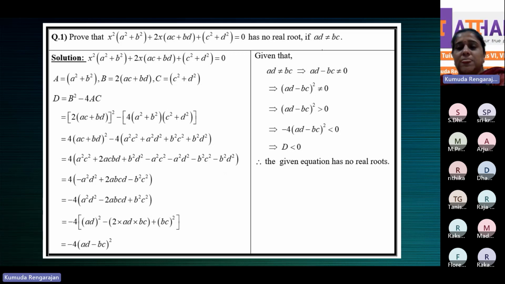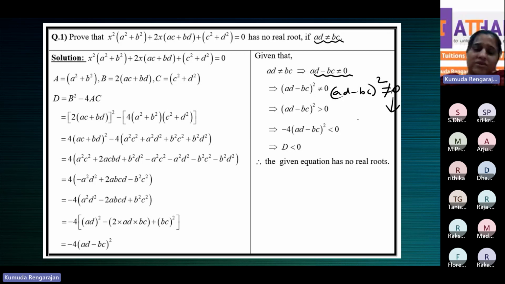See, it's very simple. The two things are not equal. That means their difference is not 0. If AD minus BC is not 0, then when you square it also, the answer will not be 0. Then what can the answer be? It will be either positive or negative because it's not 0. That means it should be less than 0 or more than 0. But it cannot be negative because it's something squared. It has to be positive. That means AD minus BC the whole square is positive, that means greater than 0.